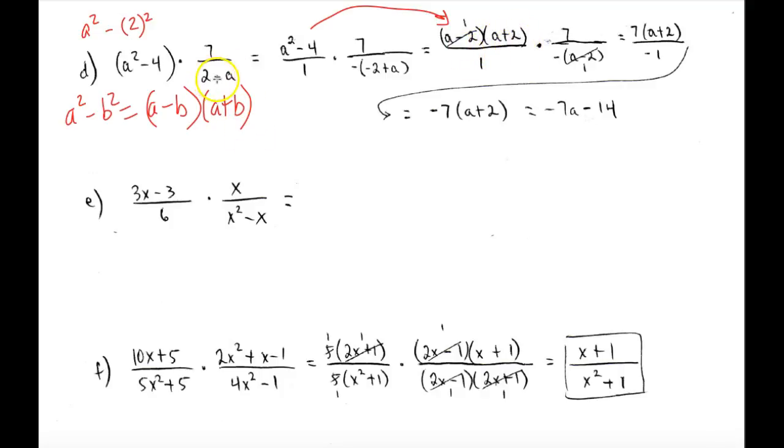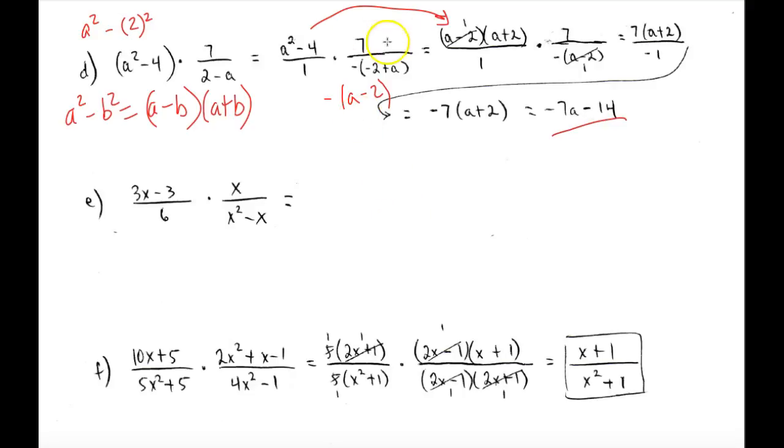And notice, since we have an a minus 2 here, we want to change the way that 2 minus a looks to now a negative 2 plus a, or a negative a minus 2. So once we do that, we have common factors, and we just multiply what's left. And we see that we end up getting -7a minus 14.